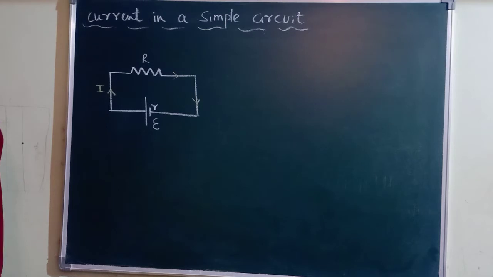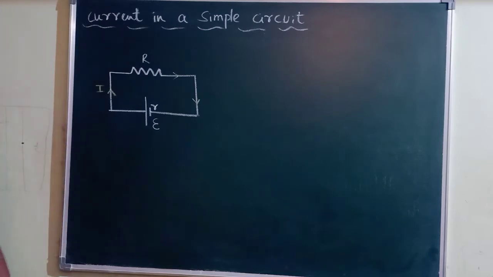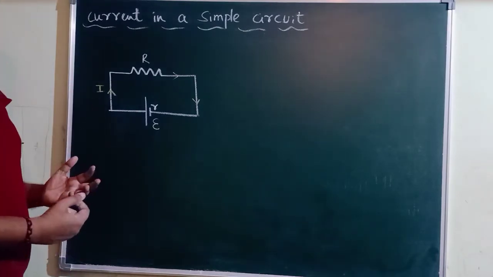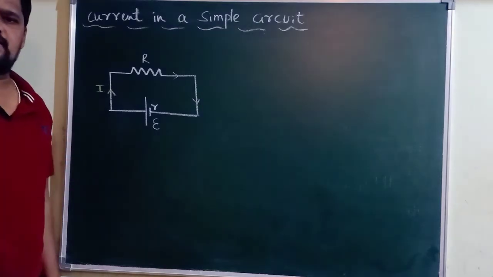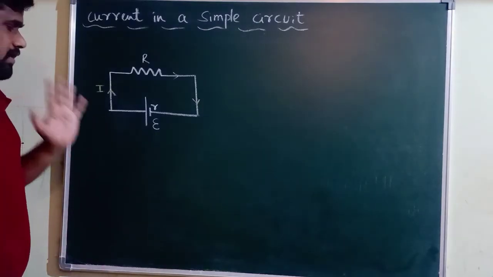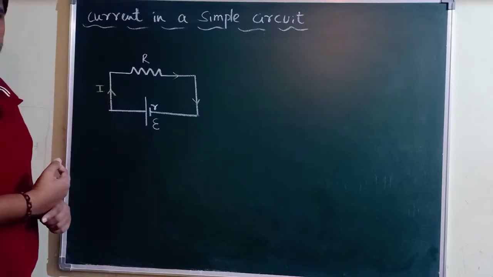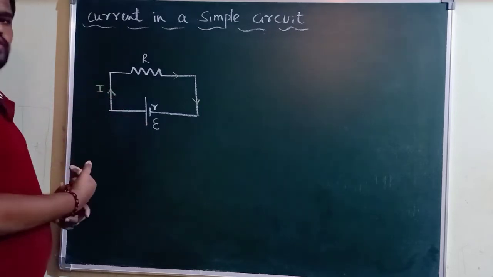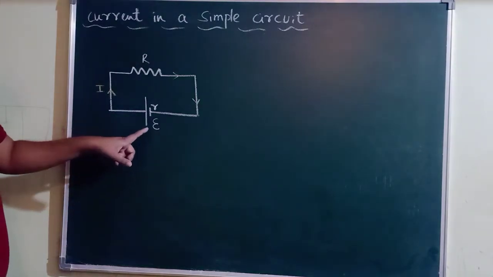Try to understand the terms here. What is E? E is the electrical energy supplied by the battery or cell for the flow of electric current. That energy which the battery or cell supplies, we generally call it EMF. EMF is the electrical energy supplied by the battery or cell, and it is the main source for the flow of current in a circuit. So E is EMF.